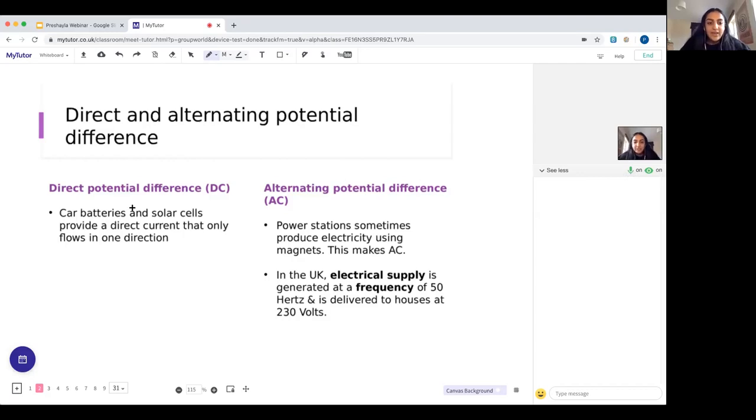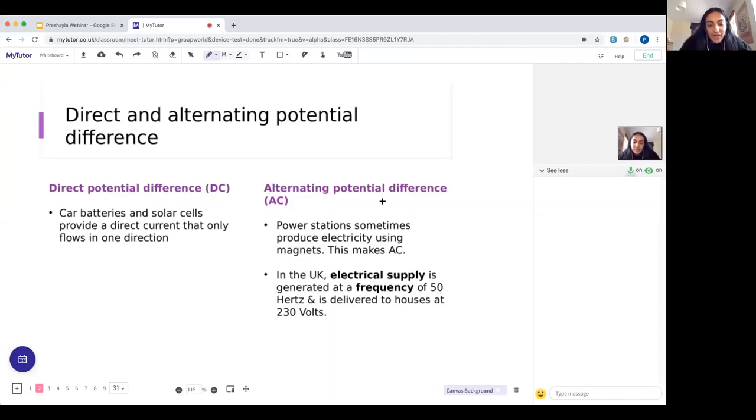DC we get from car batteries and solar cells, any type of cell or any type of battery. They provide a direct current that only flows in one direction. So that's the definition of DC: a current or potential difference that only flows in one direction. An alternating potential difference comes from power stations, and it is what comes out of your socket. The reason for this is that when electricity is being generated in power stations, we use magnets to make that electricity, and this makes an alternating current.